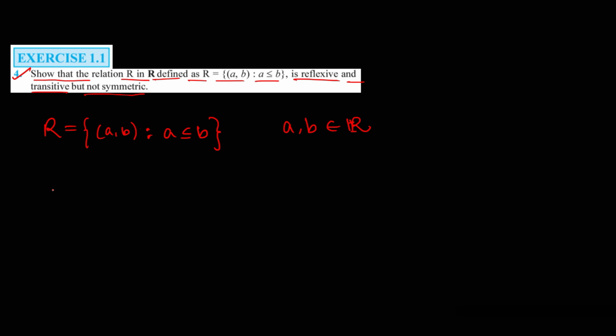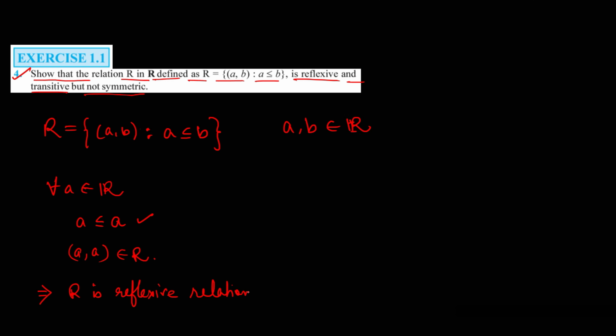So for all A belonging to R, A is less than or equal to A, and this inequality is true because A is actually less than or equal to A. So for all A belonging to R, (A, A) belongs to the relation. That implies that R is a reflexive relation.